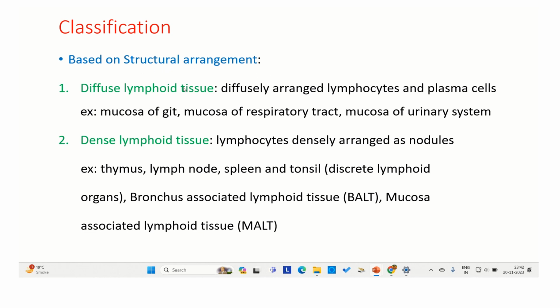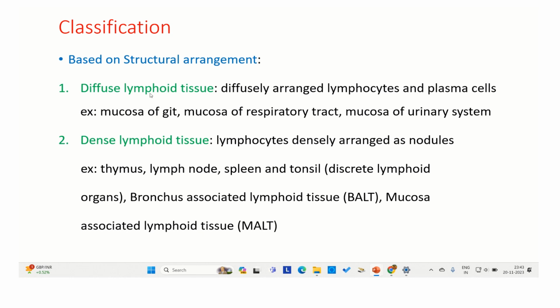Based on structural arrangement, diffuse lymphoid tissue means lymphocytes are spread everywhere diffusely. We can see this kind of arrangement in the mucosa of the GIT, the mucosa of the respiratory tract, and the mucosa of the urinary system. They are not aggregated into some specific structure. In the same mucosa of the GIT, there is an aggregation of lymphoid tissue called mucosa associated lymphoid tissue. Even in the respiratory tract, other than this diffuse lymphoid tissue, there are some aggregations of lymphoid tissue called bronchus associated lymphoid tissue.